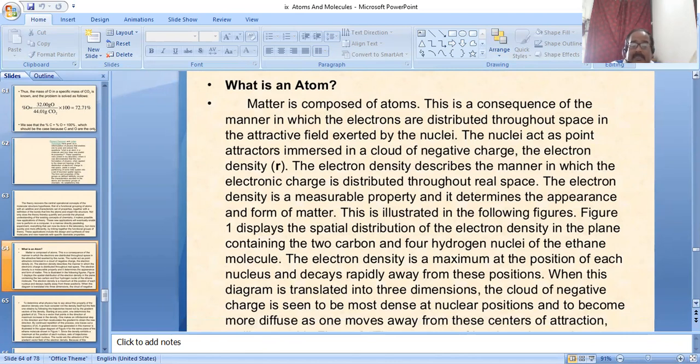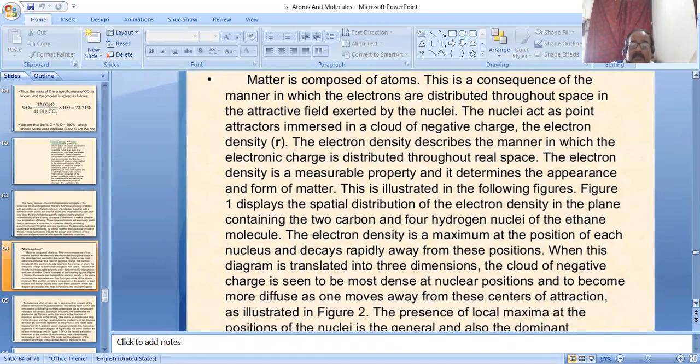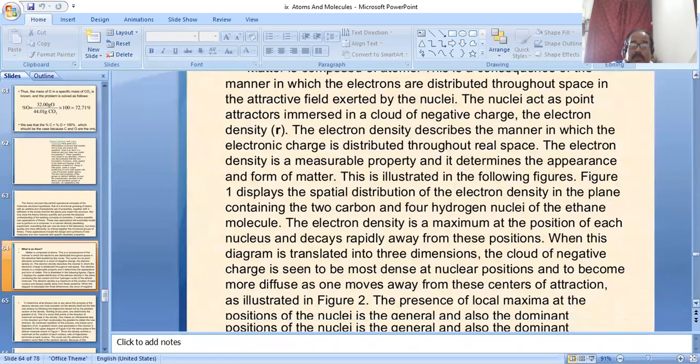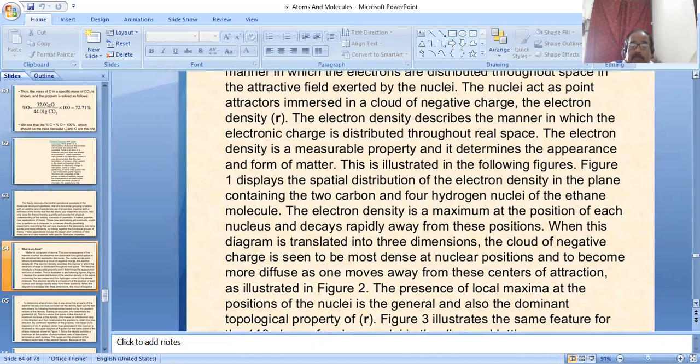When this diagram is translated into 3 dimensions, the cloud of negative charge is seen to be most dense at the nuclear positions and to become more diffuse as one moves away from these centers of attraction. The presence of local maxima at the positions of the nuclei is a general and dominant topological property.